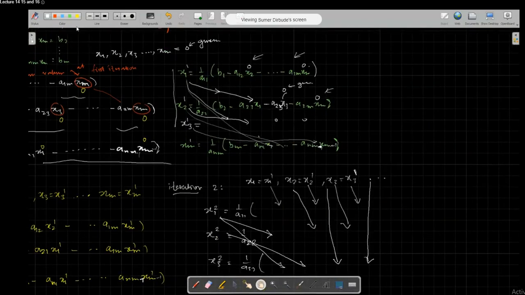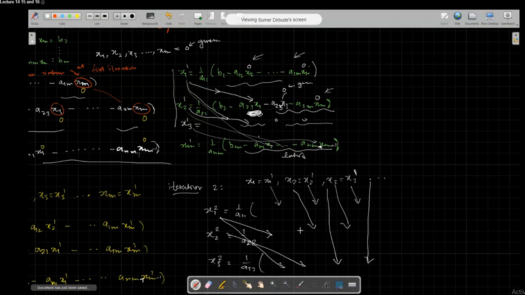first time we use guess values. Here, first time we use guess values. Then we use the latest value. This is the latest value. And then these are guess values. Then again, we take two latest values, rest of the guess values. Here, all are latest values. These are all in the last equation. We will have all latest values. Okay. Have you got this?